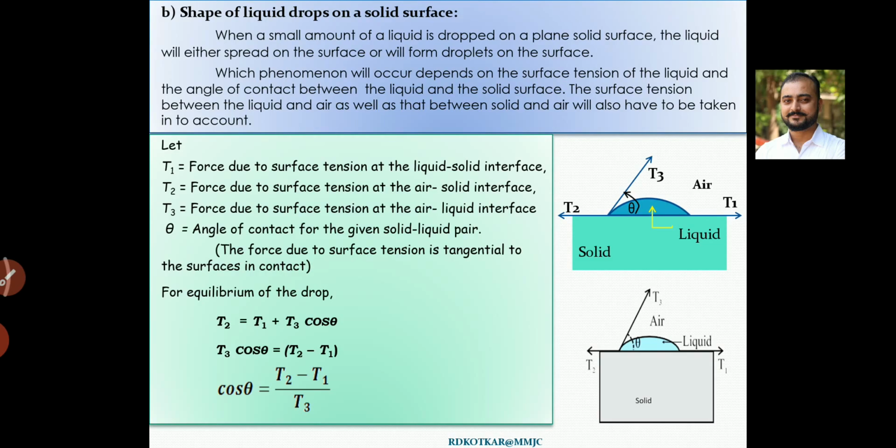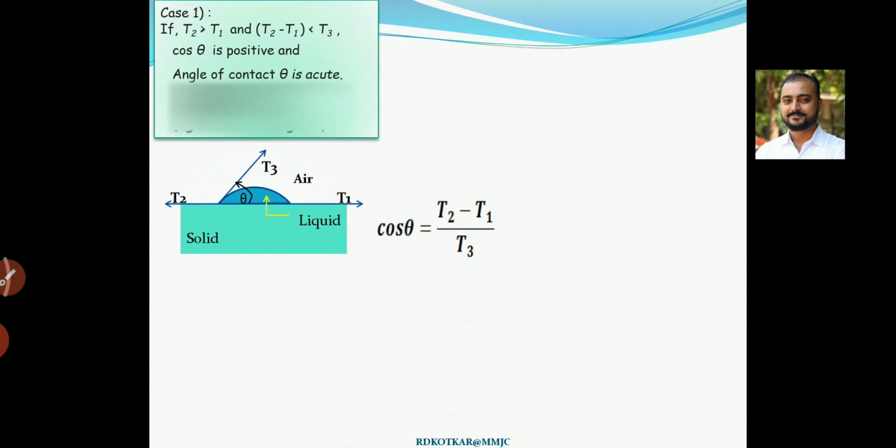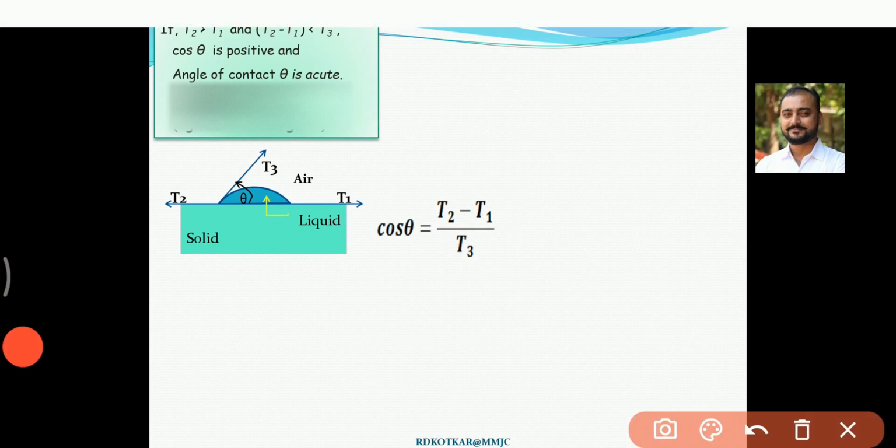So what is that? Cos theta is equal to (T2 minus T1) divided by T3. Here, the angle of contact is now decided. So you can observe here our formula is cos theta equals (T2 minus T1) divided by T3. Now, related to that, we have to consider case number 1, where T2 should be greater than T1, as you observe here.